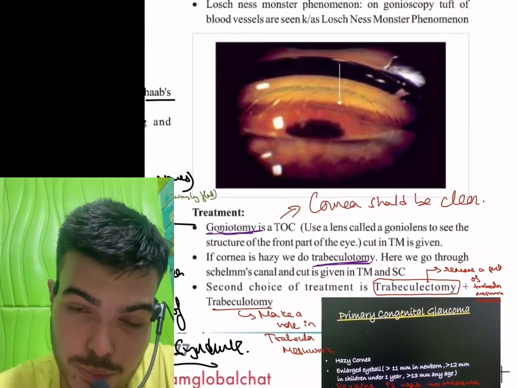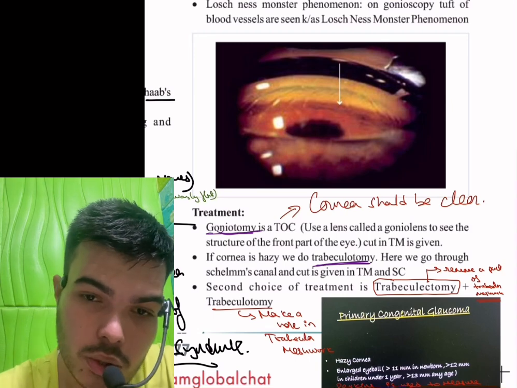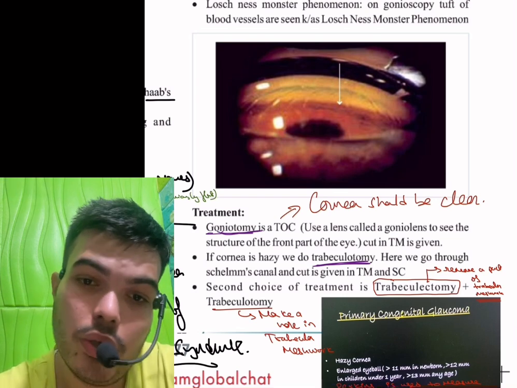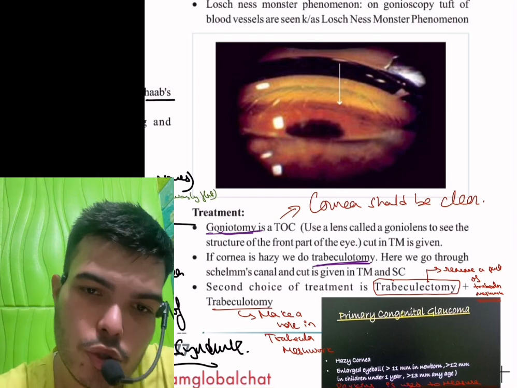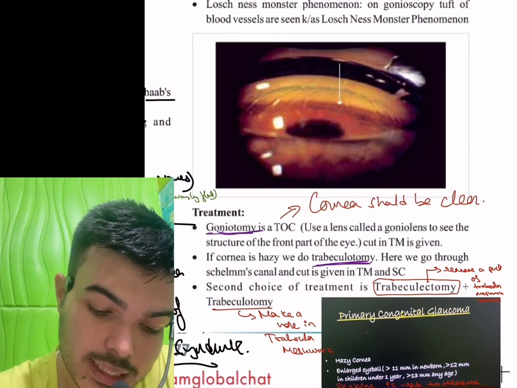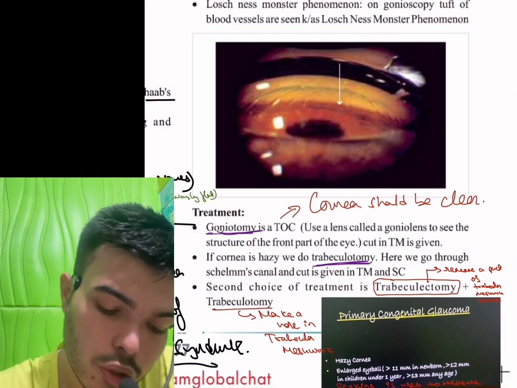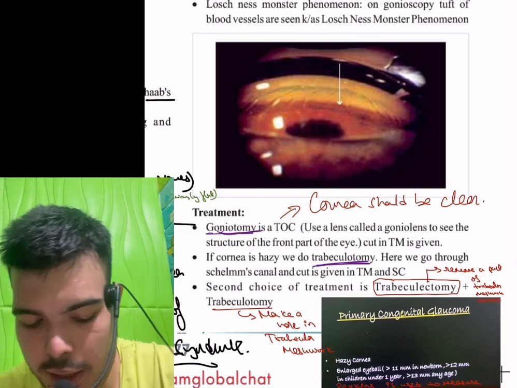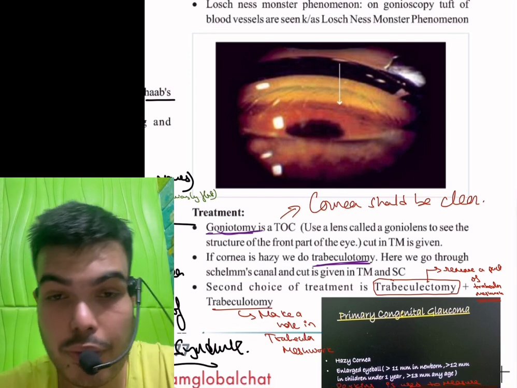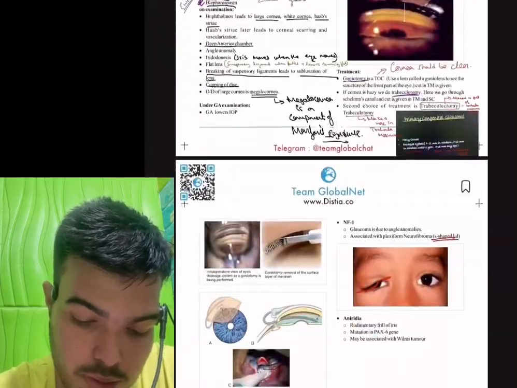goniotomy or a trabeculotomy. So what is a goniotomy? You'll use a gonio lens, and then you'll make a cut. Goniotomy is done if the cornea is clear, but most probably the cornea is not clear, right? So if the cornea is hazy, we go for a trabeculotomy. The second choice is trabeculectomy. Goniotomy is preferred only when the cornea is clear, and that happens very rarely.